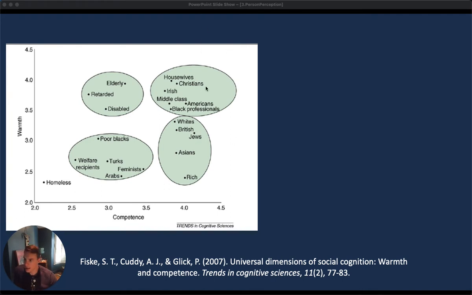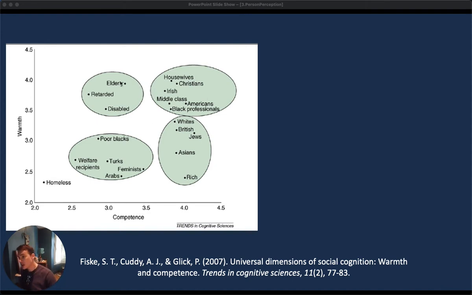So let's start, okay, whom do Americans, mostly predominantly white Americans, like the most, okay? Housewives, Christians, Irish, middle class, Americans, black professionals. Okay, so these are the people whom they think are both competent and warm. These are the people whom they judge as most desirable, right? And we come back to this, this also guides my emotional reactions towards them. And that makes this model from Glick and Cuddy and Fiske so interesting because it helps us to understand our emotional reactions and our actions towards them.